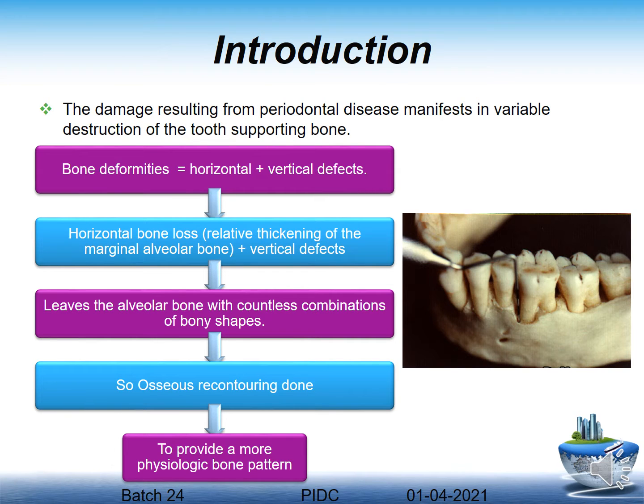To start with, the damage resulting from periodontal disease manifests in variable destruction of the tooth supporting bone. Bone deformities could be either horizontal deformities, which is a relative thickness of the marginal alveolar bone, along with vertical defects. These both leave the alveolar bone with countless combinations of bony shapes. Osseous recontouring has to be done so as to provide a more physiological bone pattern.